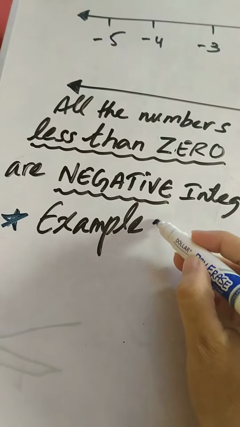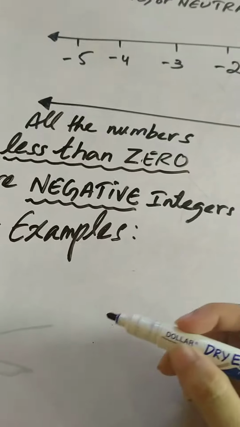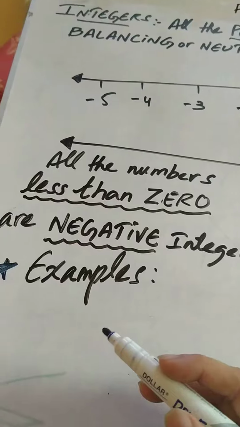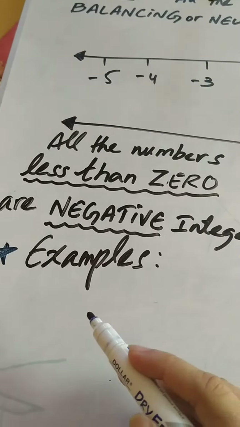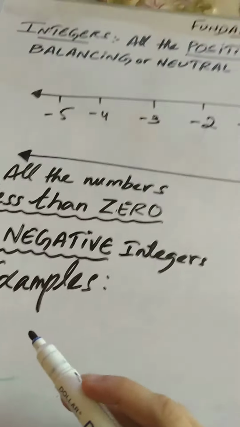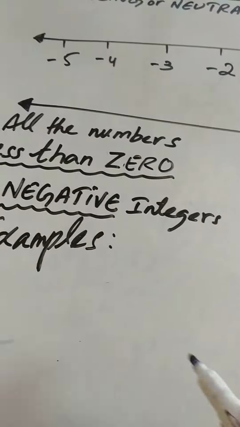Okay guys, examples of integers. Look here, I told you what are integers. There are two types of integers, the negative integer and the positive integer. All the positive and negative numbers with the balancing digit 0.